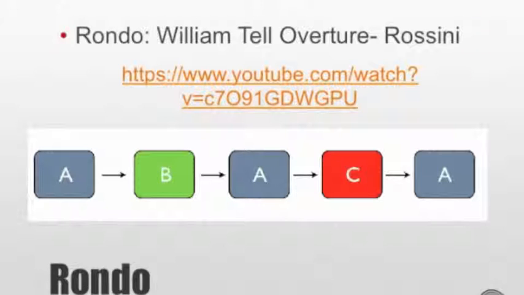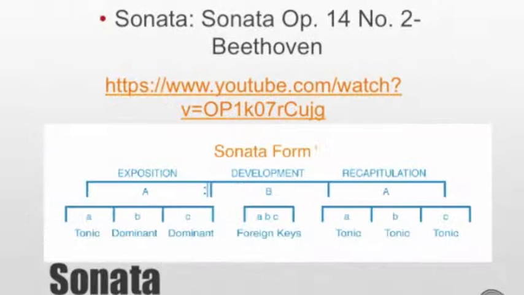Rondo form is where you're always returning to the main theme, which is what rondo means, to return. So you'll start with section A, and then you'll move to section B, then section A again, and when a new idea comes along, you'll label it as section C, and again you'll return. So this keeps happening.